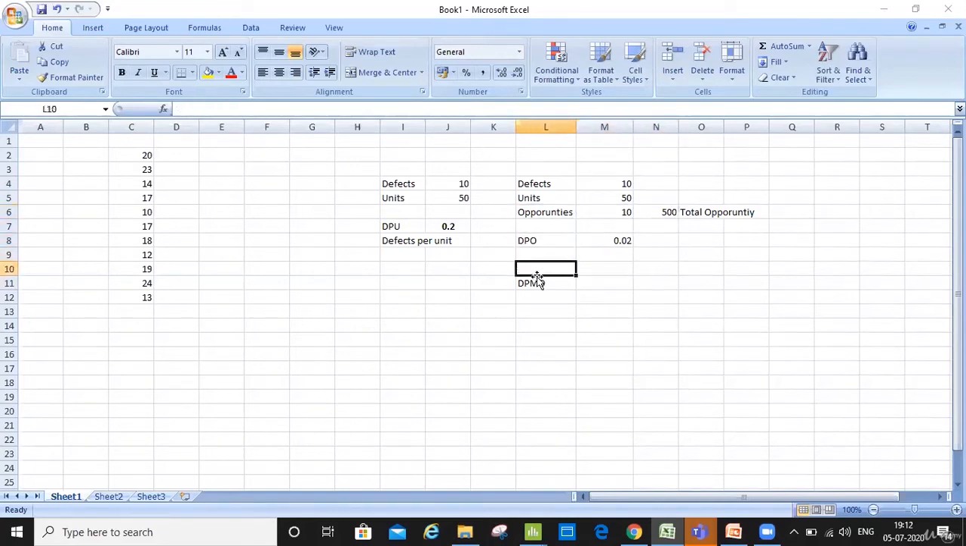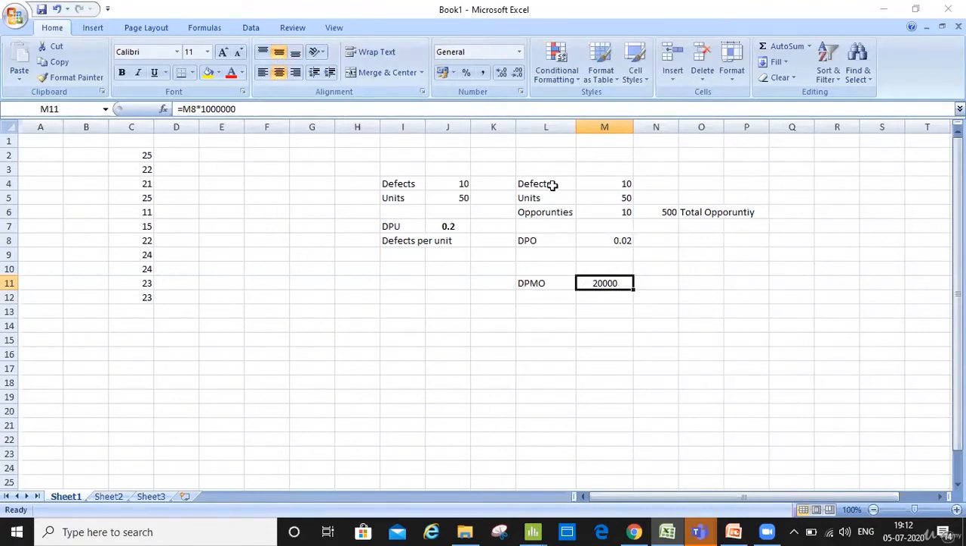Now calculating DPMO is very, very easy. What I have to do is multiply DPO, which I've calculated, by 1 million. So 1, 2, 3, 4, 5, 6. Okay. So my DPMO becomes 20,000. So that is DPMO: DPO multiplied by 1 million.